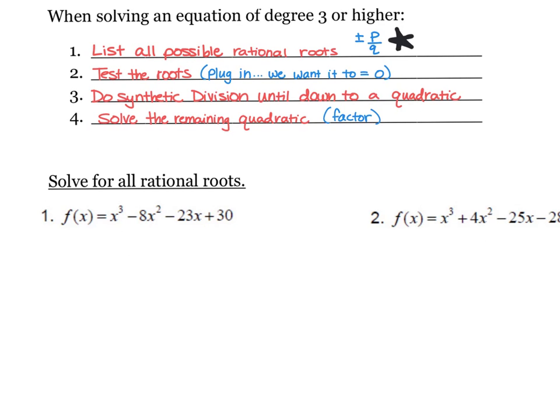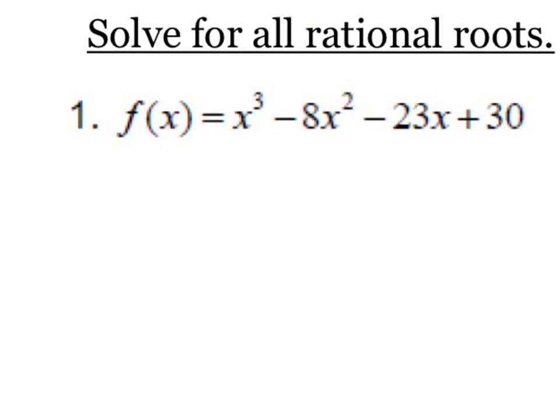Okay, our first example is f of x equals x cubed minus 8x squared minus 23x plus 30. We have to start with our first step, which is to list all of the possible rational roots. That's our p's and our q's, guys. Let's go. The q is 1, which means every single one of my factors of p will be over 1. Guys, anything divided by 1 is just a whole number, so for this it's kind of nice. You won't have any fractions. So I would just make sure that you list all of the factors of 30.